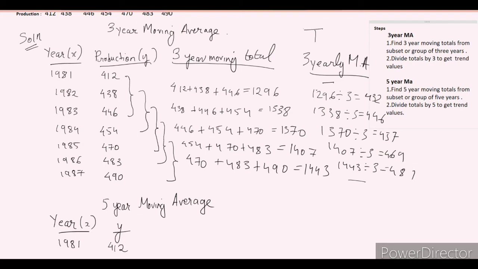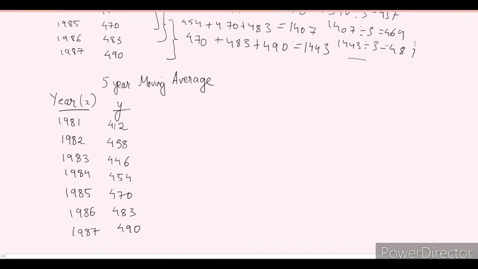In the case of a 5-year moving average, the steps are: first you find the 5-year moving totals for a group or subset of 5 years. Then you divide the totals by 5 to get the trend values. Let me use a different color for this. So you have to find the 5-year moving totals for each group of 5 years. Let's take the first 5 years, from 1981, 82, 83, 84, 85. We'll add these values.